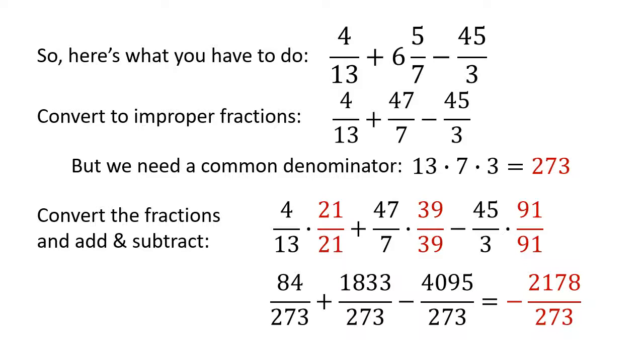That gives us 84 over 273 plus 1,833 over 273 minus 4,095 over 273. And so when we take 84, add 1,833, and then subtract 4,095, we get negative 2,178, and all of that over our common denominator 273. So now we have to convert this into a mixed fraction.